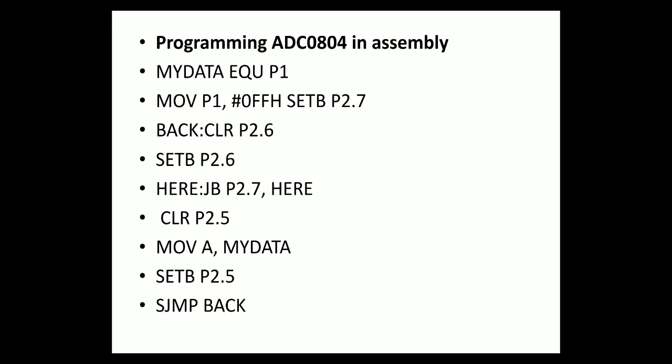Okay, so therefore initially I forced that pin to become 1. I waited that it should be made 0 by conversion. After conversion it should be made 0. I am waiting for that conversion to happen. And then I will clear P2.5. Now what is 2.5? Anybody knows it? Yes, it is the RD pin. Very correct.